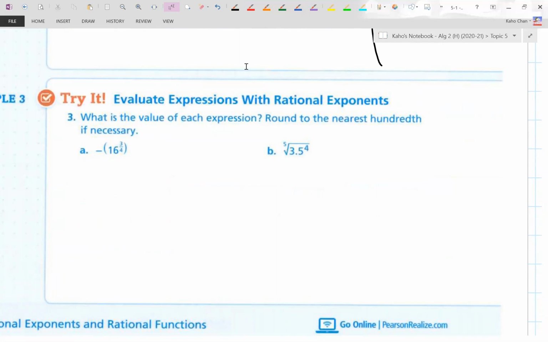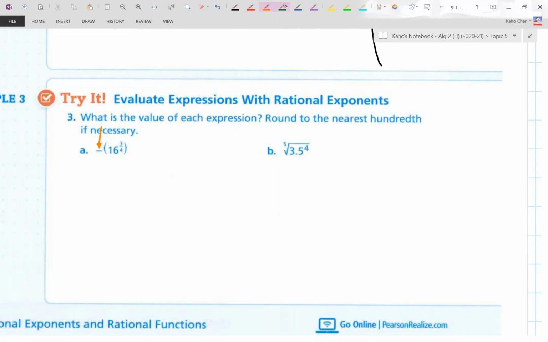Round to the nearest hundredth if necessary. All right. Some things to think about in this first problem. We have a negative to worry about. Holy cow. That's not even part of the problem. That negative will be attached to the answer at the end. Okay? But we do have 16 to the 3/4 power.